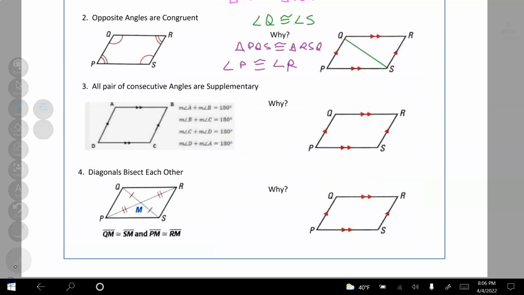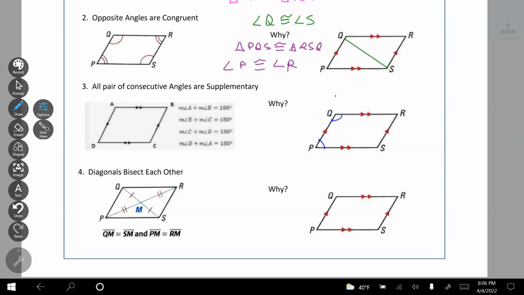If I have a parallelogram, that means QR and PS are parallel to each other, and that means this angle here at Q and this angle here at P are same side interior angles, and they're supplementary, which means they add up to 180 degrees. So consecutive angles next to each other equal 180, and so on and so forth.